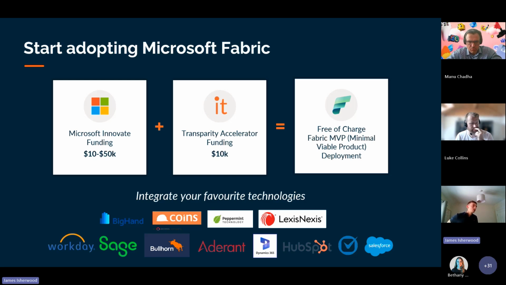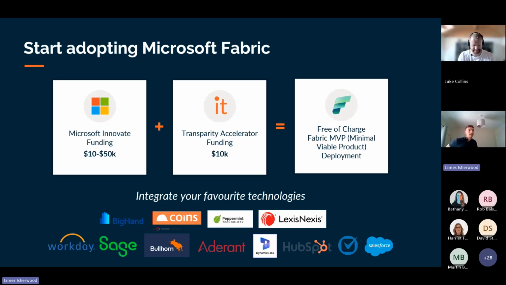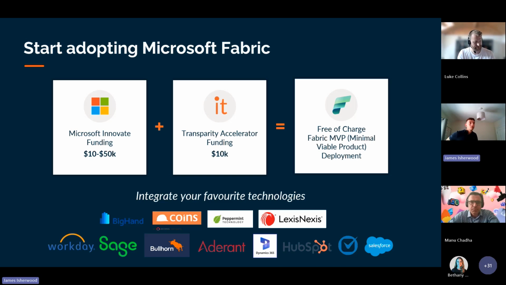It's combining the Microsoft Innovate program, where there's anywhere from $10,000 to $50,000 to fund your first few steps into Fabric, and that's aligned with Transparity's accelerator funding, which is $10,000, which is exclusive for the attendees of this event, and it does expire within 60 days. We're offering to build eligible businesses a free of charge Fabric MVP platform with a broader data roadmap to grow that platform. It's not the full extent of all the lists, but hopefully those applications and technologies below resonate with everyone. At least one of them will.